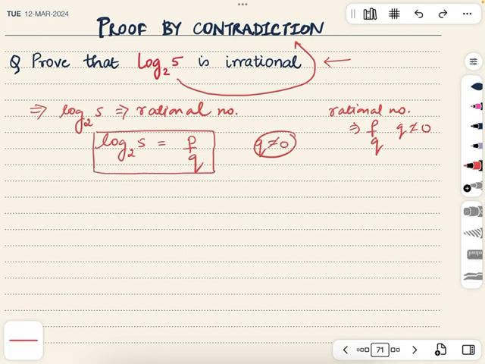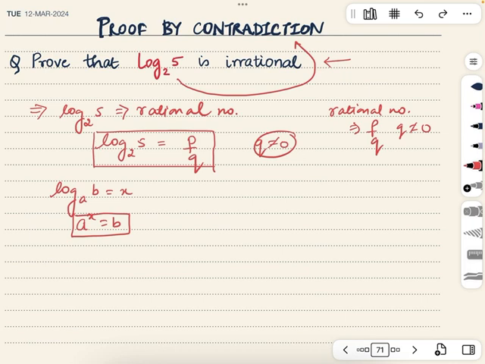Now, we also know by logs that if log base A of B is equal to X, then A to the power of X is equal to B. So simply, 2 raised to the power of P by Q should be equal to 5. Let us raise both sides to the power of Q.